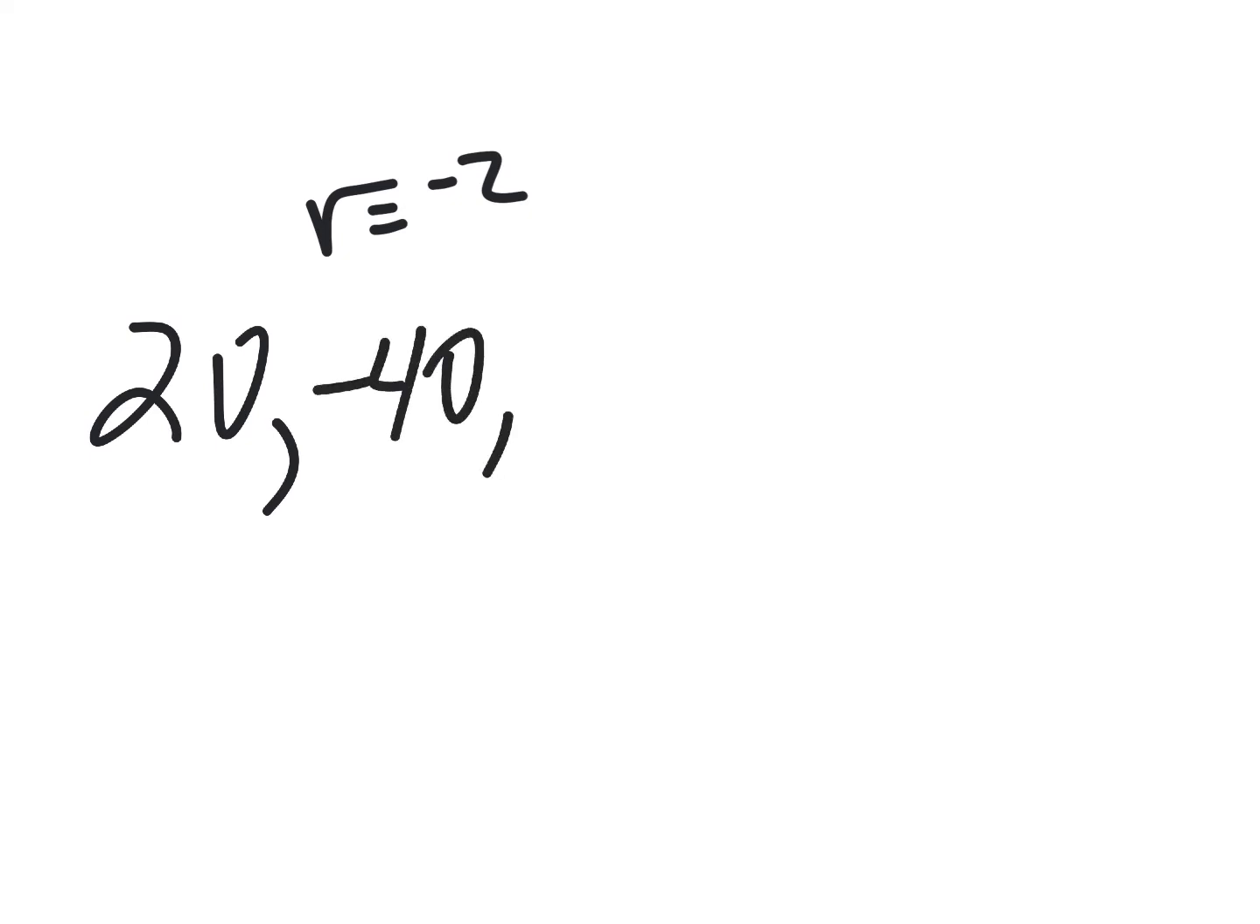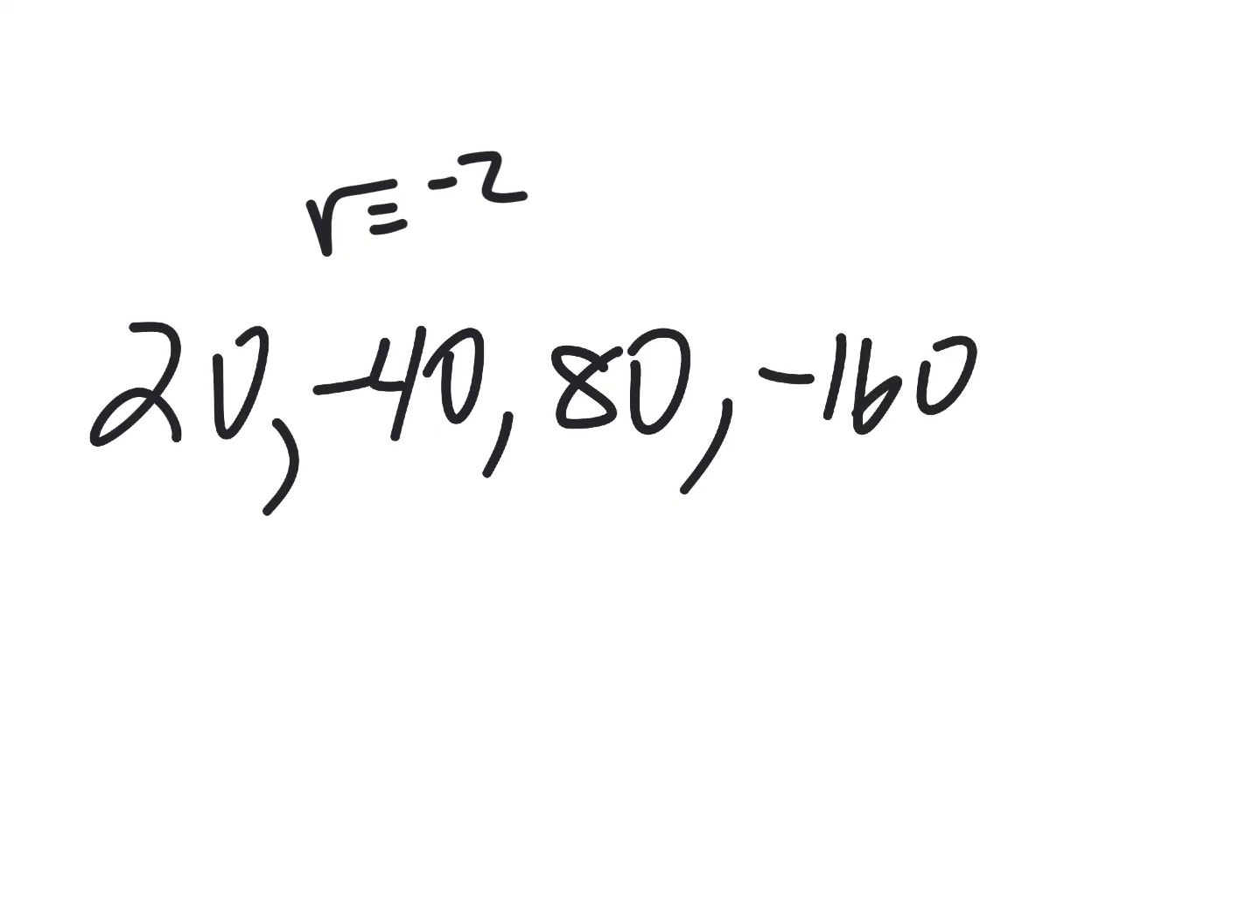How about if I was multiplying by negative 2? Let's start with 20. Multiply by negative 2. What would be next? If R was negative 2, what's next? Say it. Negative 40. Good. What's next? Positive 80. What's next? Negative 160. Converging or diverging? Diverging. It's going further and further apart.